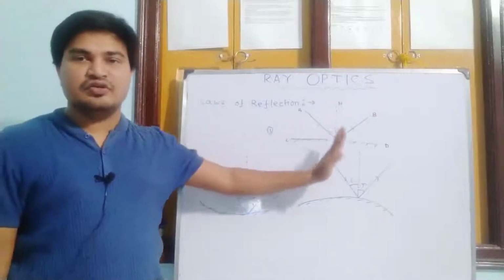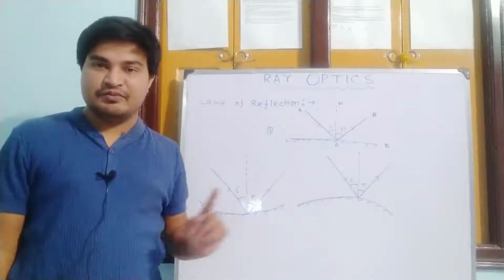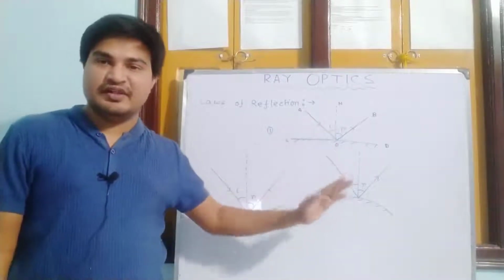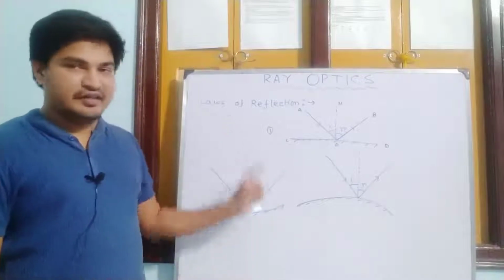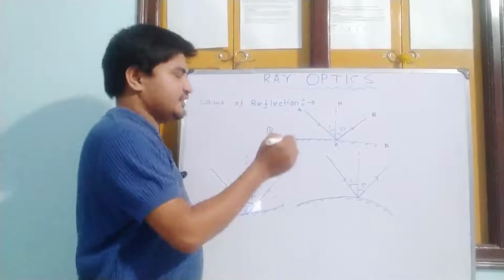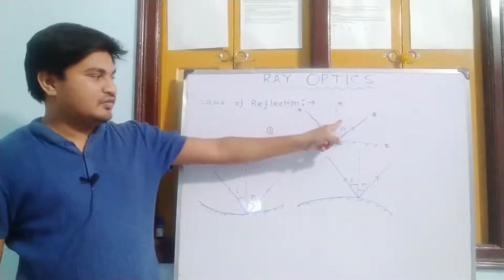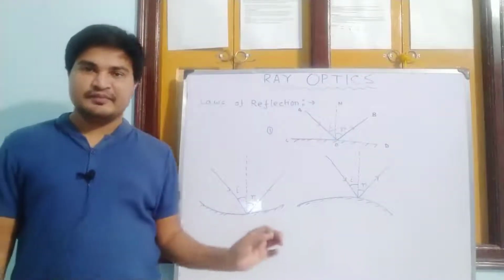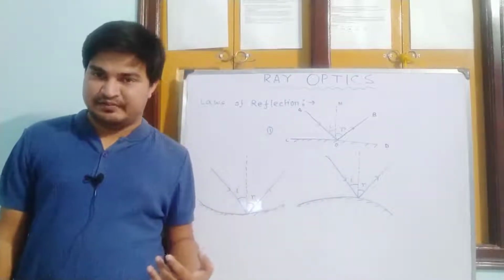And this law holds for any type of surface. You must understand, any type of surface, maybe it is convex, maybe it is concave, plane, rough, whatever the nature of the surface is, this law holds everywhere. The angle of incidence is equal to the angle of reflection. And the second law states that the incident ray, the reflected ray, and the normal drawn at the point of incidence lie on the same plane.